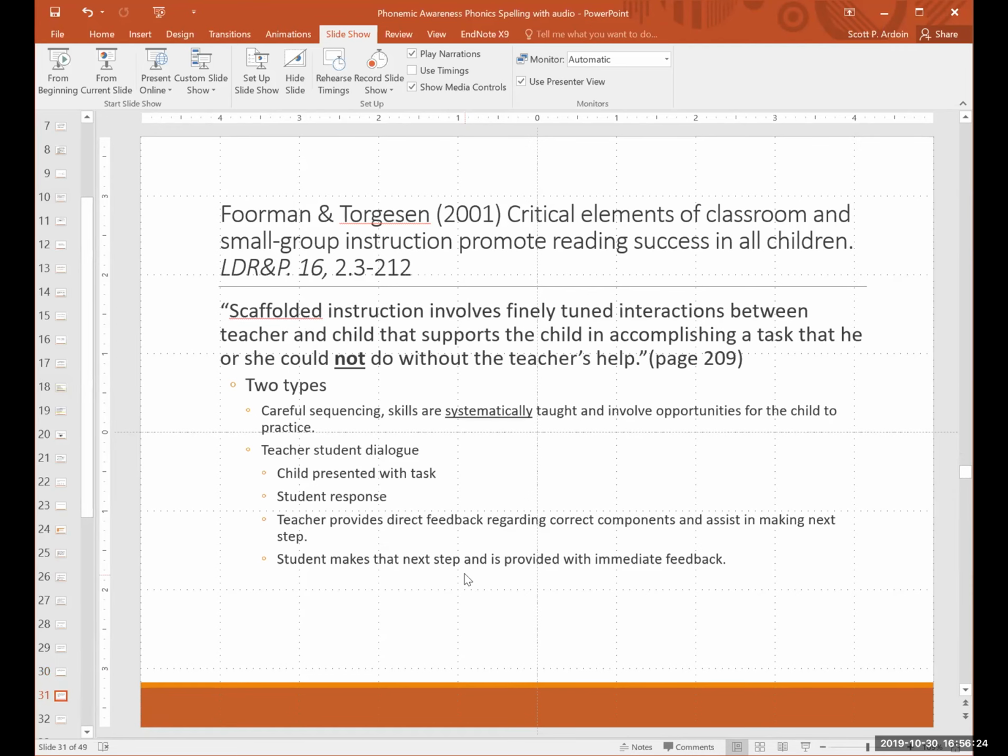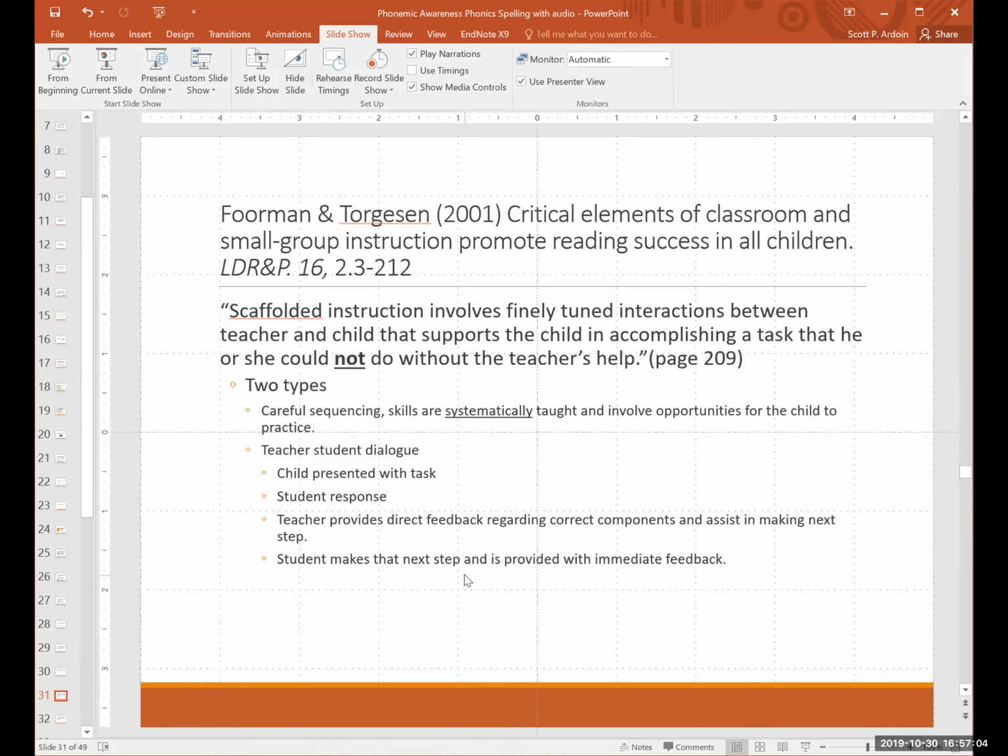Another critical element of classroom instruction that Foreman and Torgesen talk about is providing quality scaffolded instruction. Scaffolded instruction involves finely tuned interactions between the teacher and the child that support the child in accomplishing a task that he or she could not do without the teacher's help. There are two types of scaffolded instruction. The first requires carefully sequenced skills that are systematically taught and involve opportunities for the child to practice.